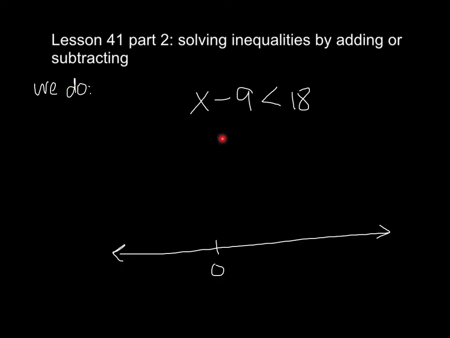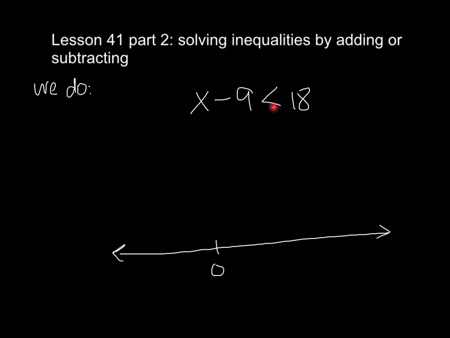We have x minus 9 is less than 18. X minus 9 less than 18. Well, I can't really graph my inequality or figure out what x is until I get x by itself. And when this was an equal sign, we figured out real easily how to do that. We would just do the opposite of what was hanging out with the variable.